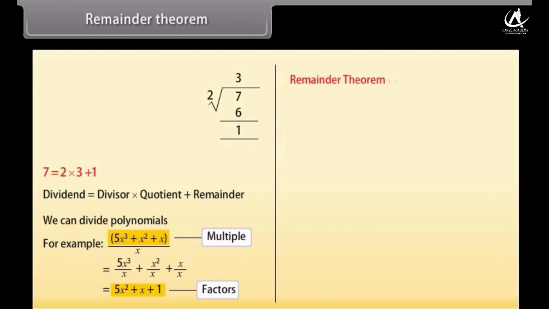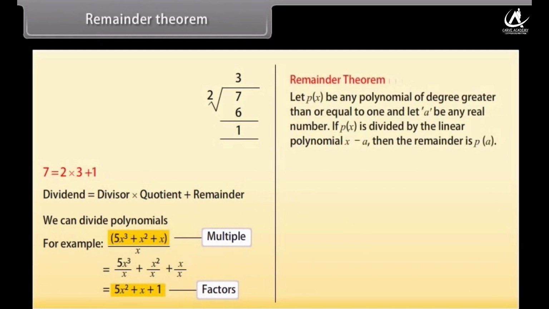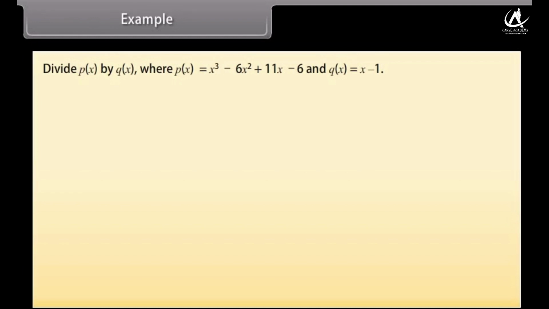Let's now see what remainder theorem says. Let p(x) be any polynomial of degree greater than or equal to 1, and let a be any real number. If p(x) is divided by the linear polynomial x minus a, then the remainder is p(a). This is known as remainder theorem. Example: divide p(x) by q(x), where p(x) is equal to x cube minus 6x square plus 11x minus 6, and q(x) is equal to x minus 1.